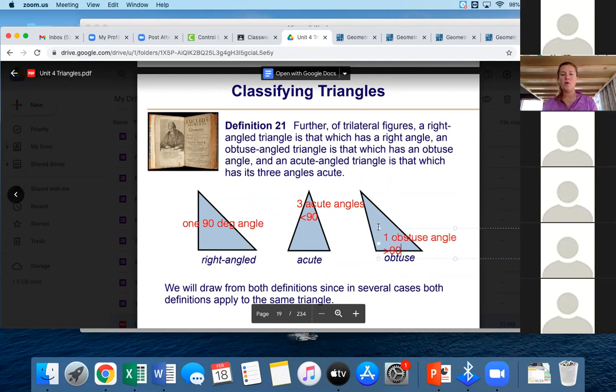All right, do we have any questions on this classifying triangles? No? I'll give you a second. Okay.